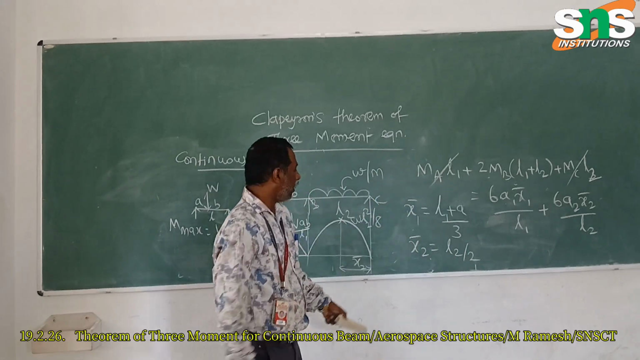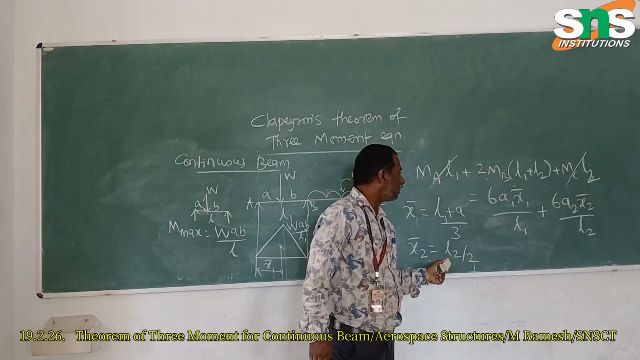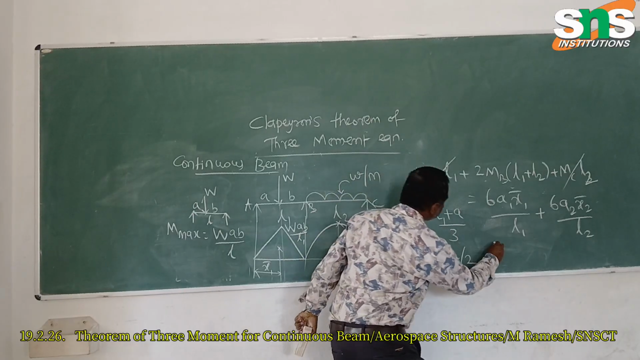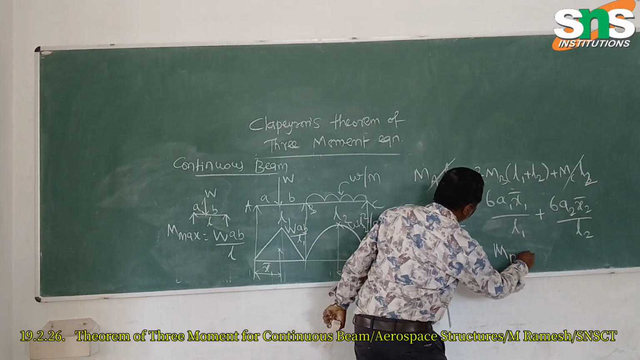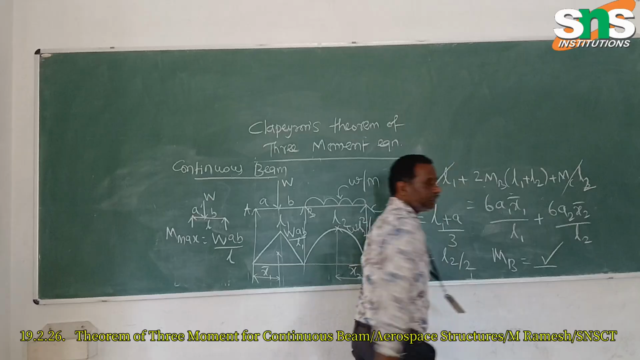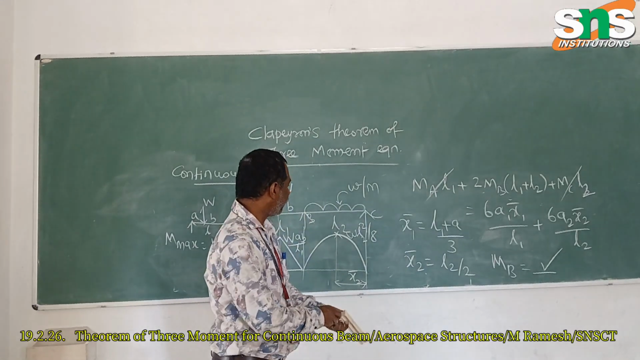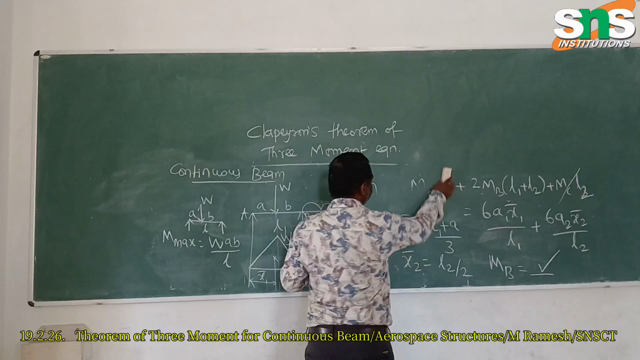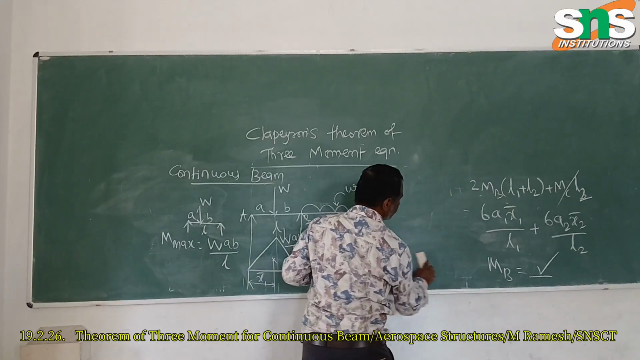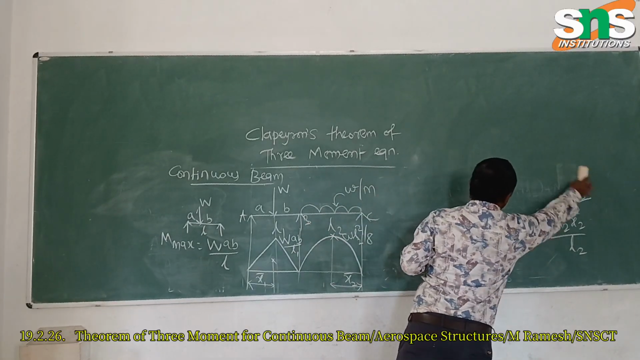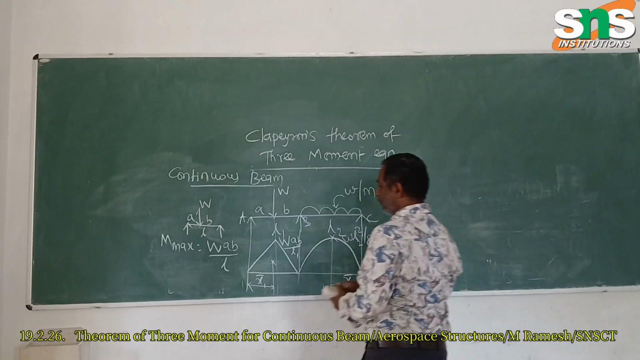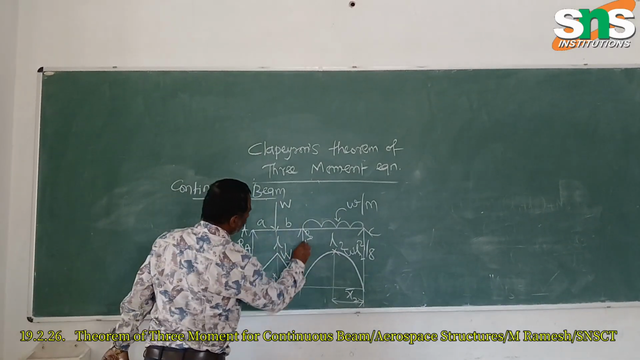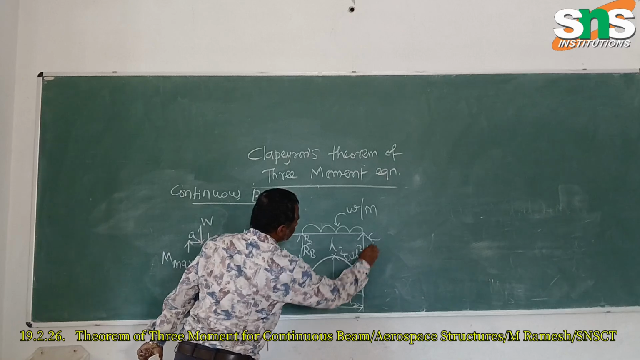Now all the quantities are found out. The only thing remaining is MB. So by applying this, I can get the value of MB. After finding the value, as usual, we can move on to finding the support reactions. Here, support reactions RA, RB, and RC are there.